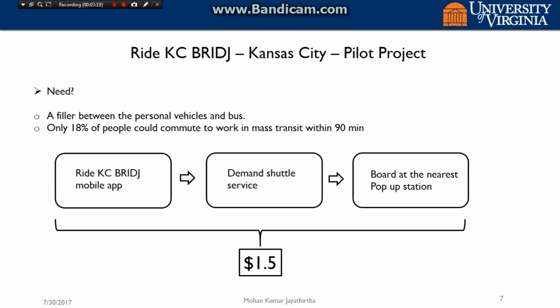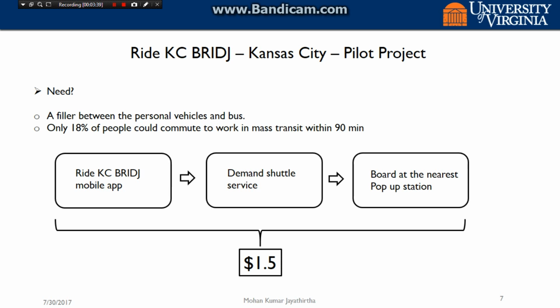So what was the need for Kansas City to start this? Only 18% of the people could commute to work by mass transit within 90 minutes. So there was a huge need for the city transportation authority to decrease the travel times.